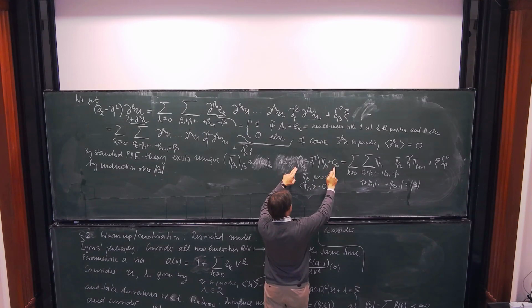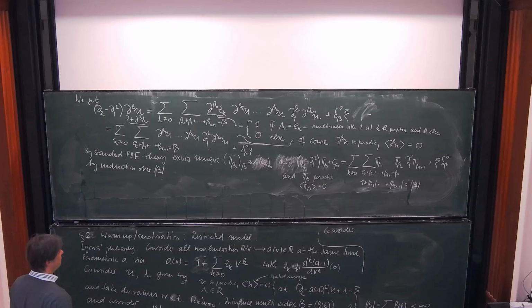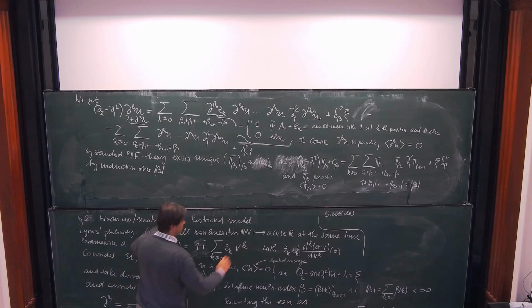And then you just use Fourier representation to solve this equation. So there's no problem in constructing this complicated looking object, whereas constructing the original solution, this nonlinear solution, is more subtle.